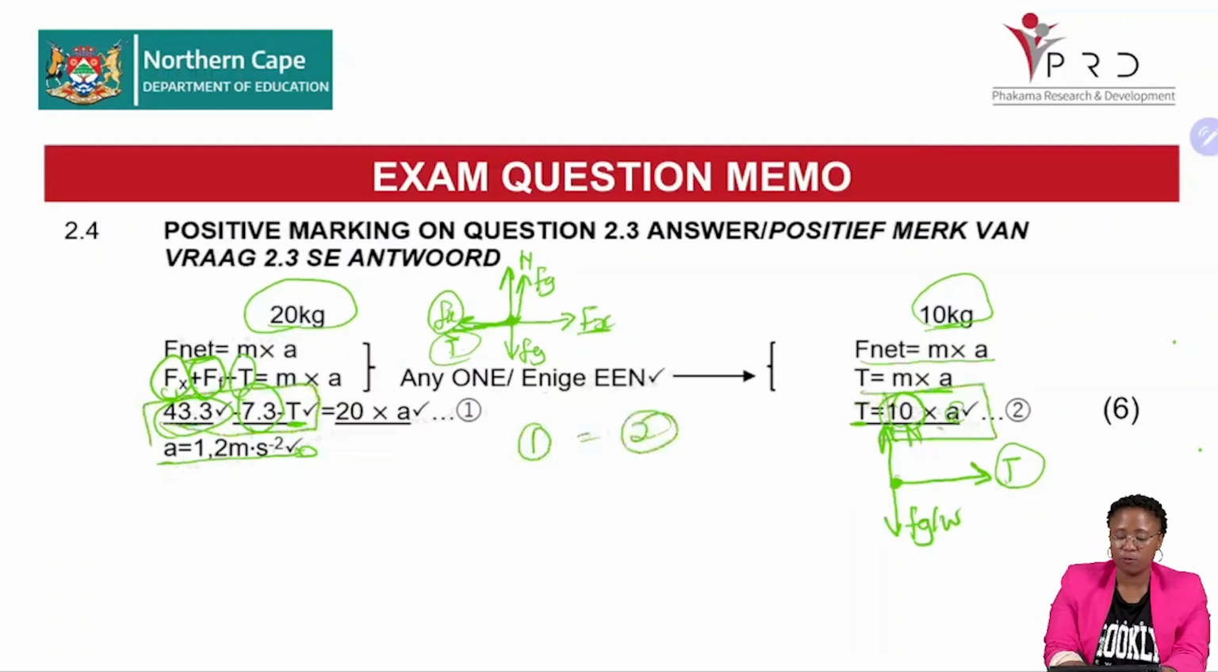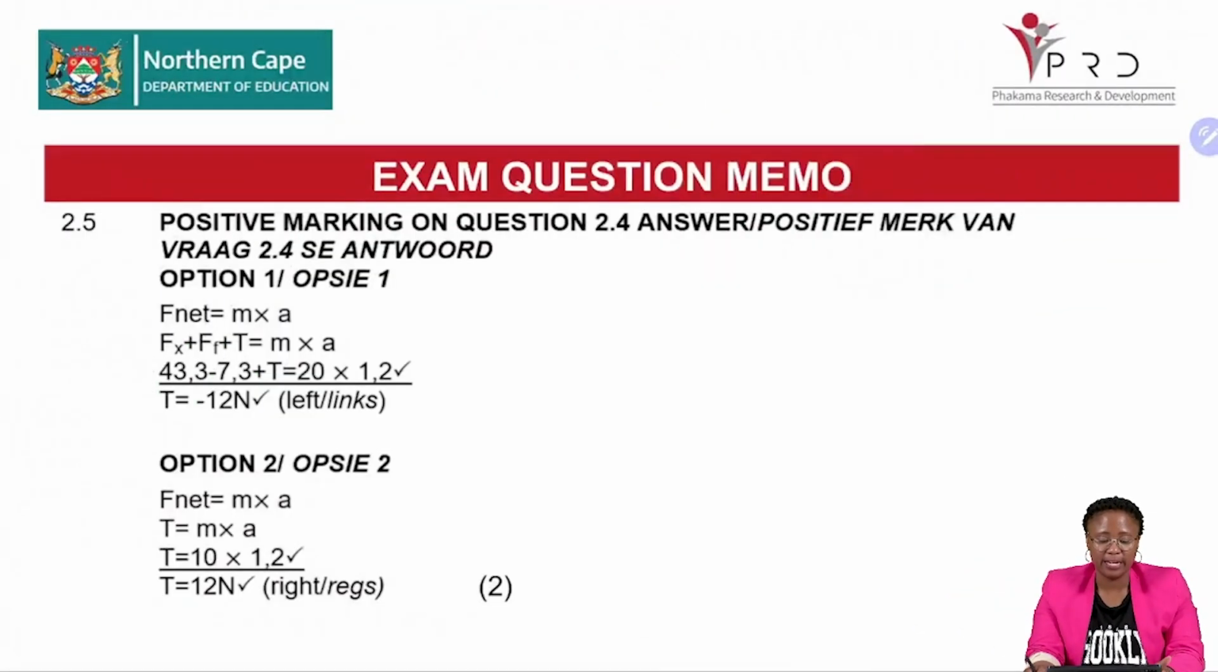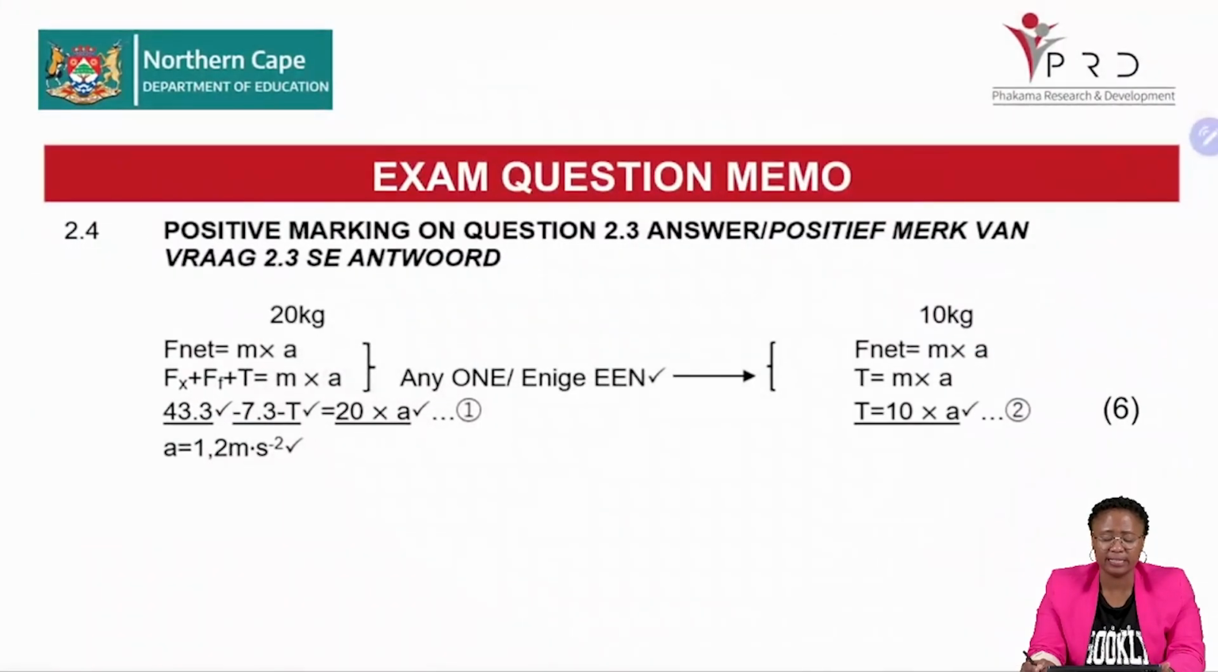You have the correct formula, you get 1 mark. Correct substitution on the right hand side, another mark. Correct substitution on the left hand side is another mark. Also another mark here, and then the other mark is for the final answer. I hope you can see how the examiner has assisted you in answering the question.